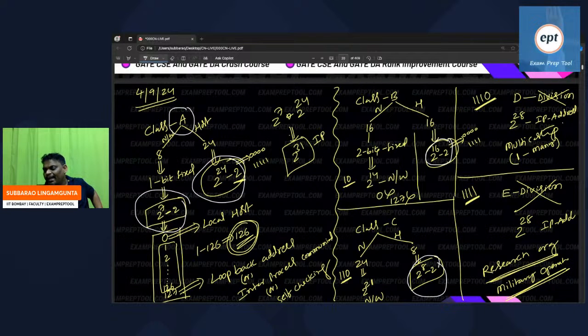2 power 28 IP addresses. D will be used for multicasting. E also contains 2 power 28 IP addresses. It will be used for research purposes and military operations, meaning some security. Secure IP addresses I cannot give to everyone. These IP addresses are designed for security purposes.